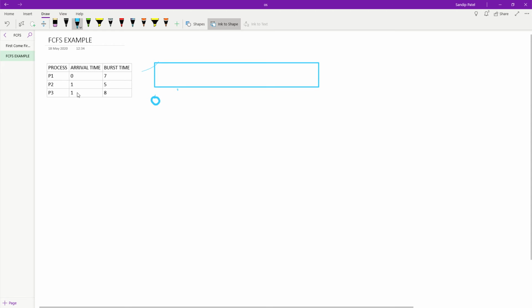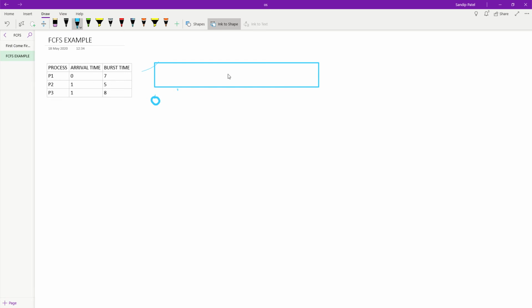So here the arrival time is given, so you must consider this arrival time. At 0 millisecond only one process. No other process, P2 and P3, are there. They are not available. They are coming at 1 millisecond. So we have to see only this portion. That's P1, arrival 0 millisecond and burst time required 7 milliseconds.